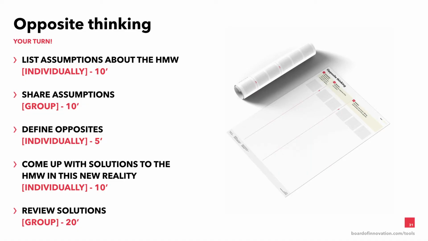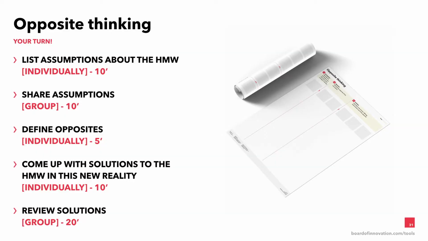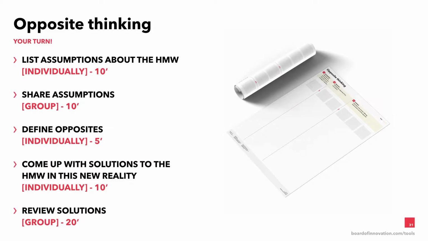So let's recap. First, put up your how might we statement on top of the poster and list all of the assumptions that you have about this how might we statement. Do this individually first and then share all the assumptions in the group. Then define opposites. Do this individually and just put it up on the poster, and then come up with solutions. So also individually first and then review all of these solutions in group. So you can make this part of the ideation session take as long as you need so that you have enough ideas to move forward with.